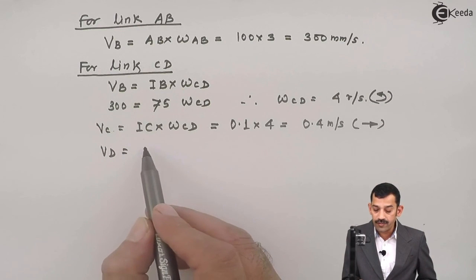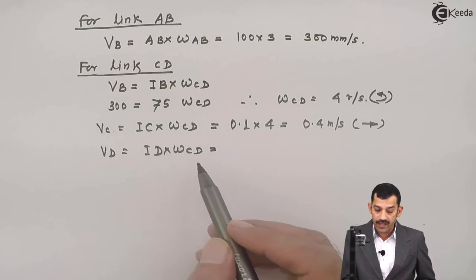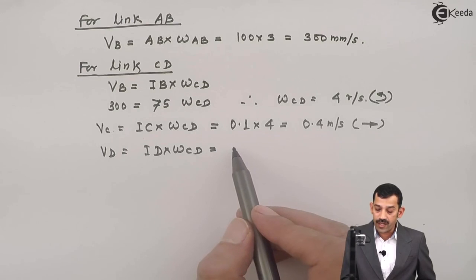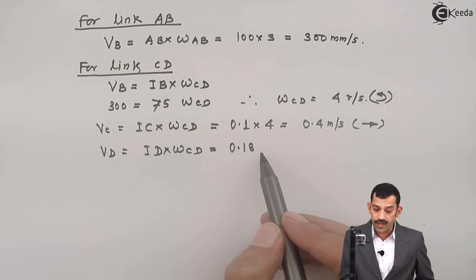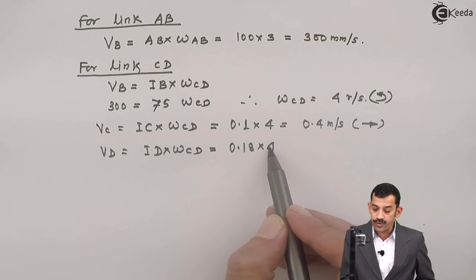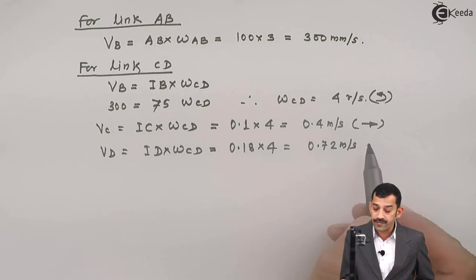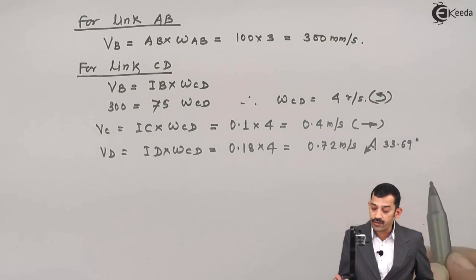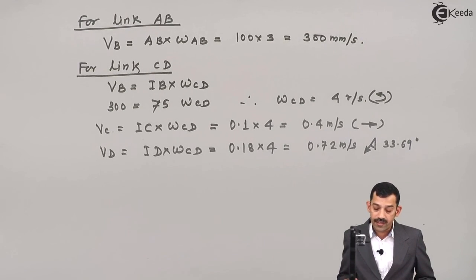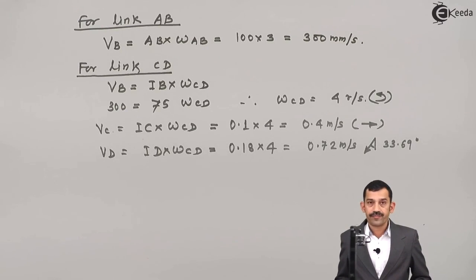VD is ID into omega CD. Length ID you have calculated is 180 point something mm, therefore in meters it is 0.18 into 4. The linear velocity we get is 0.72 meters per second, and with vertical, this angle you have calculated as angle beta, which is 33.69 degrees. What is the problem asking? Omega of link CD, linear velocity of slider C, and linear velocity of end D. Thank you.